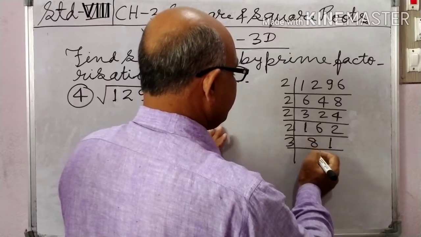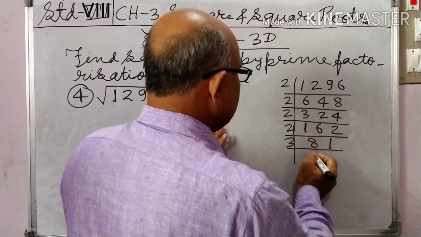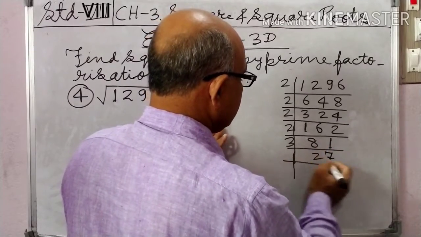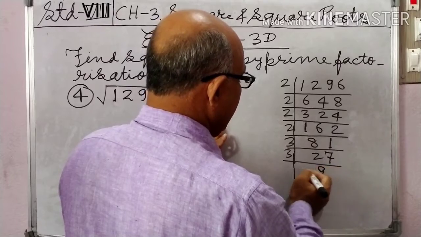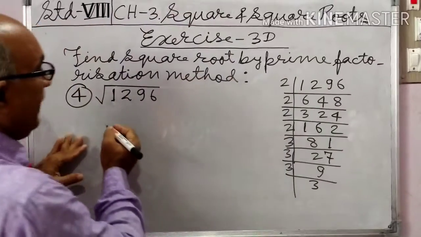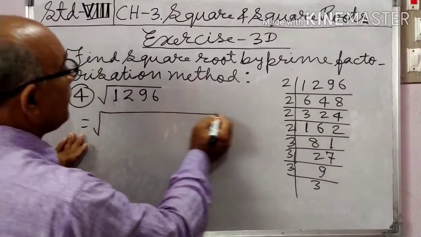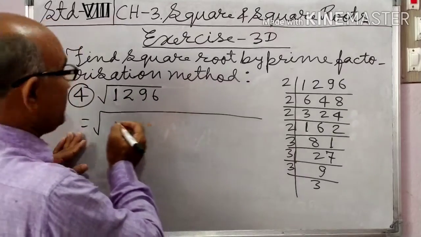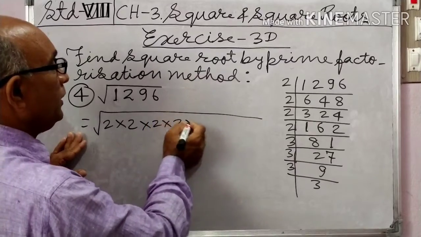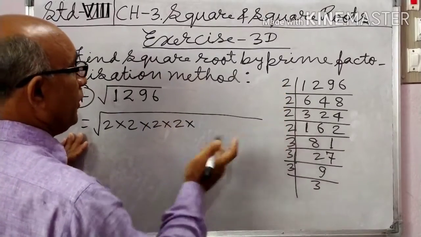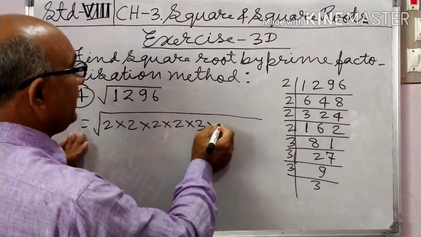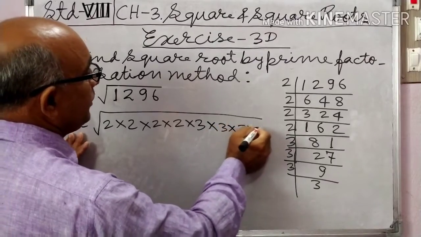Again 3 times 3 2 are 6, 3 7 are 21. Now 3 times 9 3 are 27, 3 3 are 9. So the prime factors are here. 1296 means 2 into 2 into 2 into 2, 1 2 3 4, and 3 1 2 3 4 times, 3 into 3 into 3.